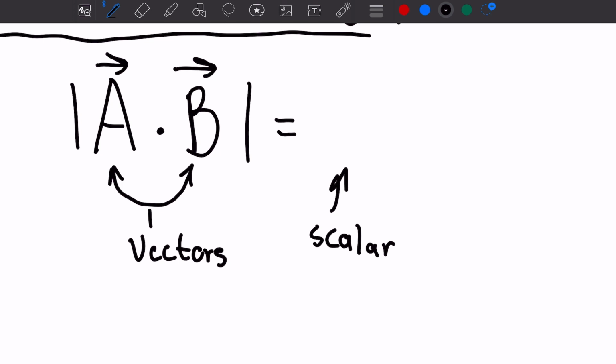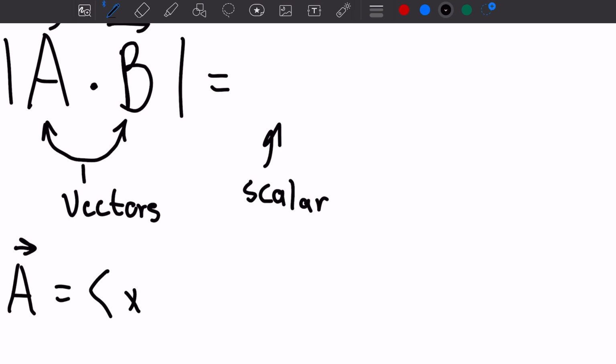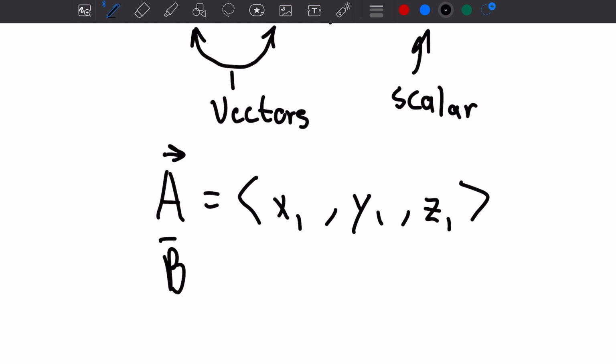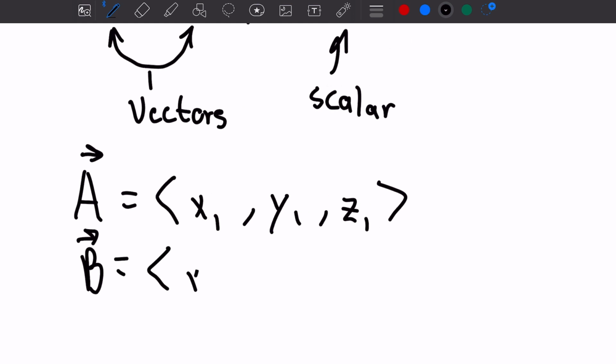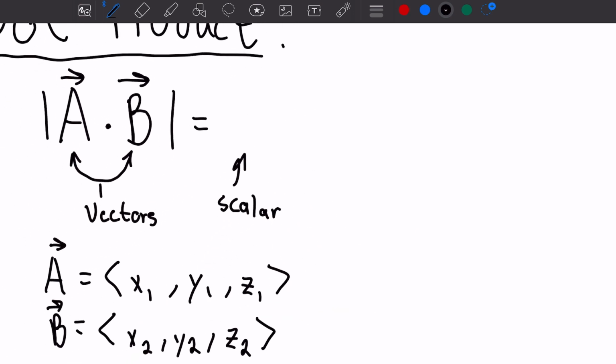First though, we should give these vectors their components. We'll do x1, y1, and then a z1. And then for b, we'll do x2, y2, and z2. So this is actually a relatively simple algebra once you know the process.